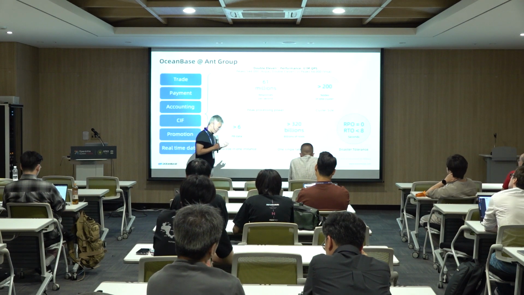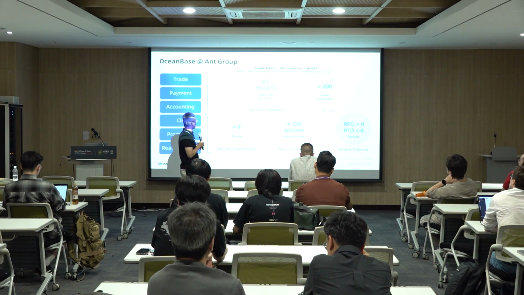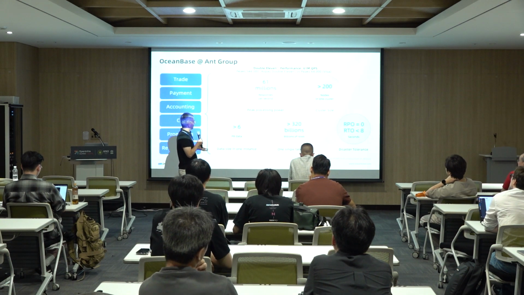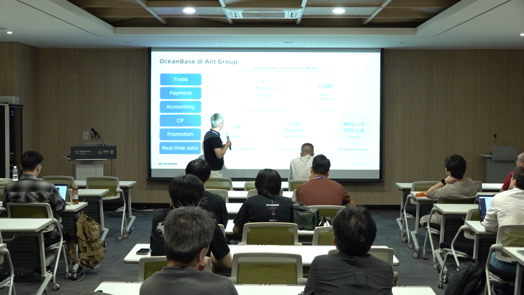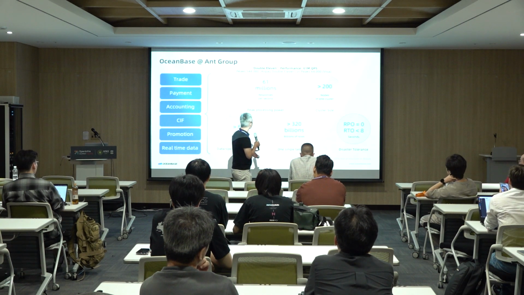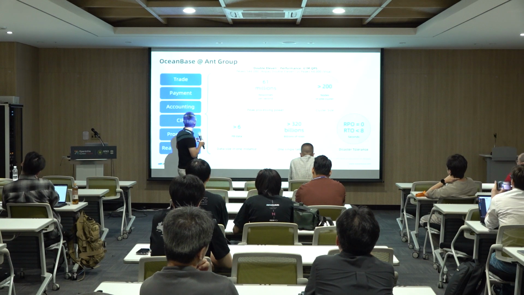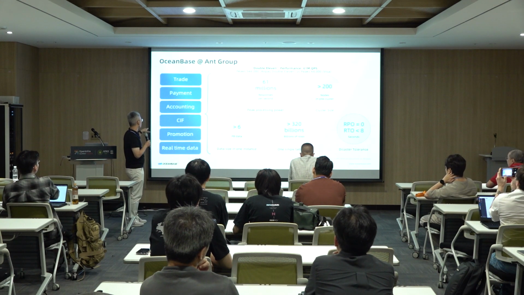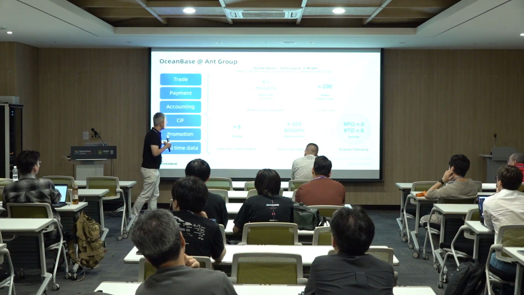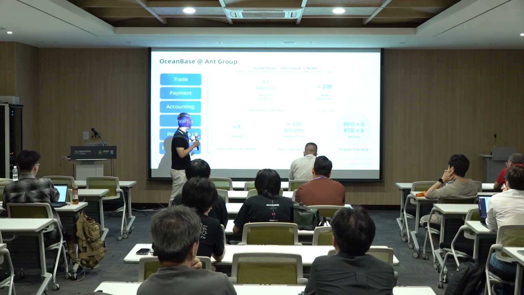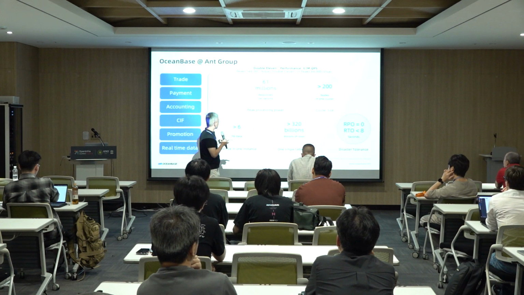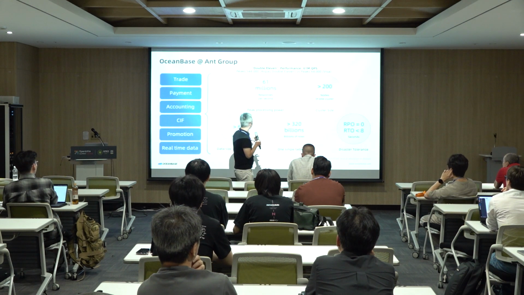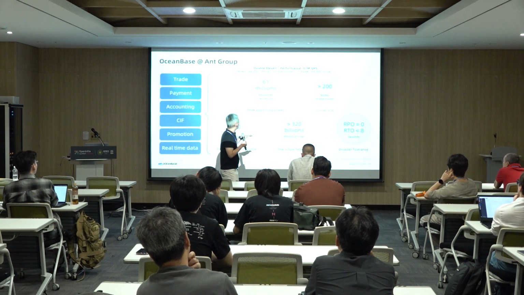Among these users, Ant Group is the biggest one. There are millions of cores running OceanBase in whatever core systems, such as trade, payment, accounting, SIF, promotion, and real-time data, or some aged systems. In 2019, in the Double 11 festival.